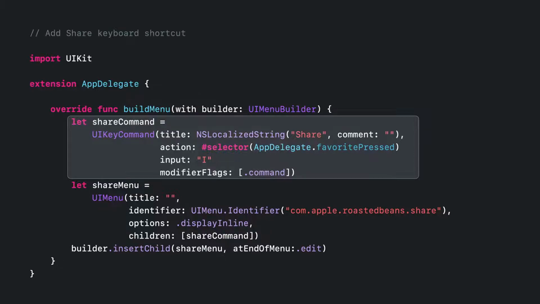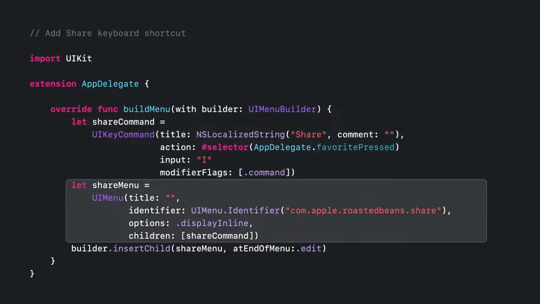Then we assign the action that gets triggered for the command and set the input to letter I for modifier flags command. Then we need to create a UIMenu that takes the share command as the only child for the menu and insert this new menu item to an appropriate place on the menu bar. For this demo, I chose to insert it at the end of the Edit menu.